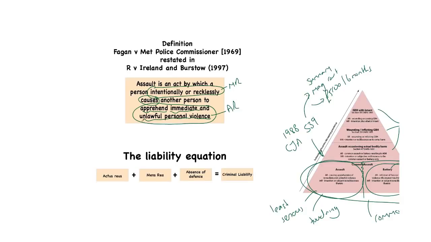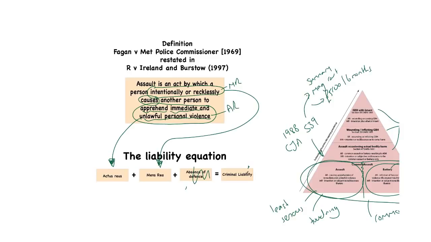You will know from our liability equation that in order to show that the defendant was criminally liable, we have to demonstrate that all elements of the actus reus have been committed, then that the defendant did that with the necessary mens rea, and that there was no defence. I'm not going to look at defences now, but we do have to show that there's no defence. And if we can show those 3 things, we are able to show that the defendant is criminally liable.